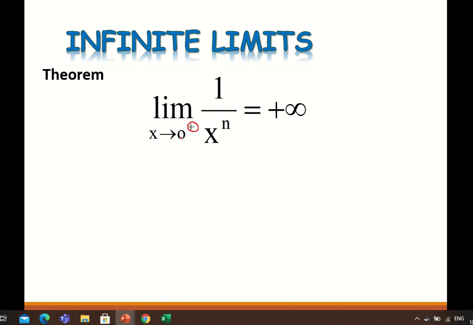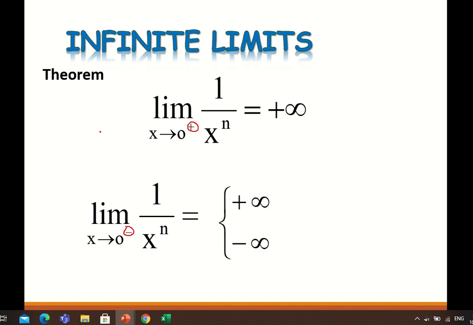So if it approaches 0, if you have this kind of expression 1 over x to the n, we have positive infinity. And for the left-hand limit, limit of 1 over x to the power n as x approaches 0 from the left. Okay, so this time we are coming from the left. So we have two possible values here. The result is either positive infinity or negative infinity, depending on the situation.